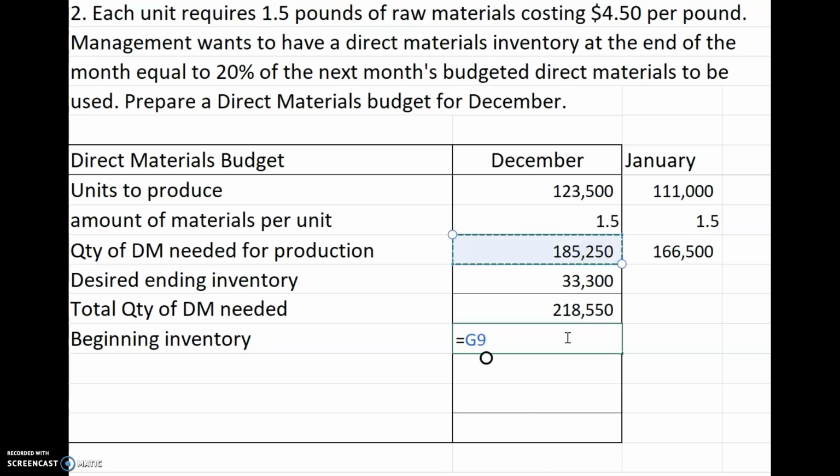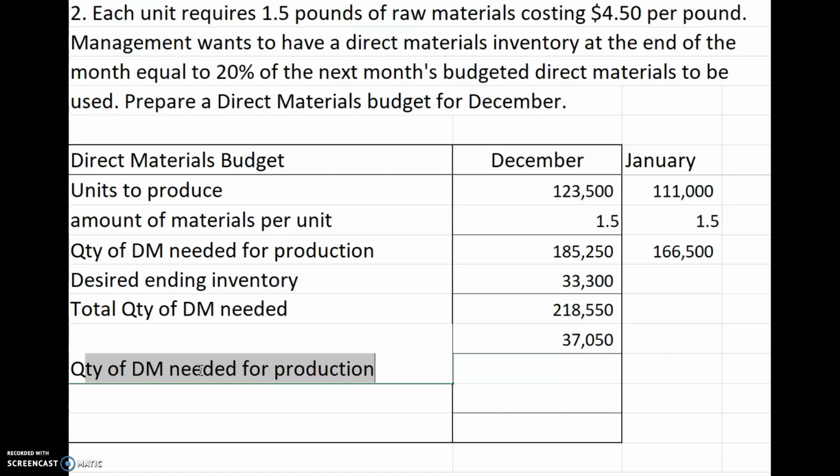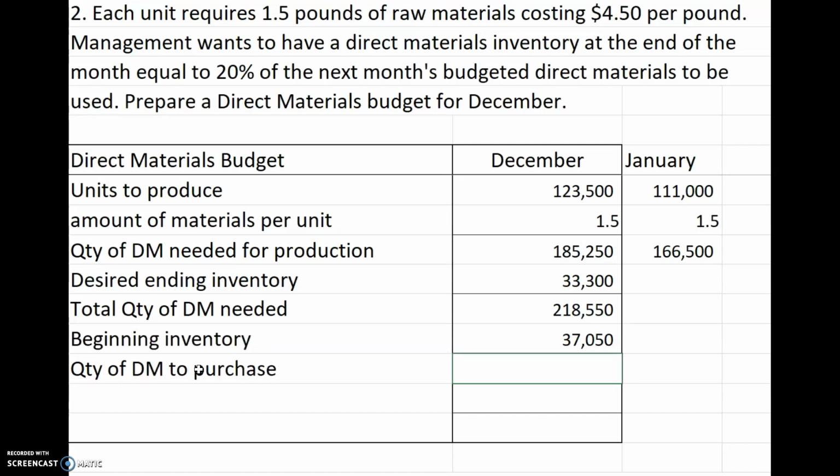So we would have ended November with 20% of the 185,250, 37,050. So our quantity of direct materials that we need to buy is the quantity of direct materials needed minus our beginning inventory, 181,450. We're trying to figure out what we have to spend.